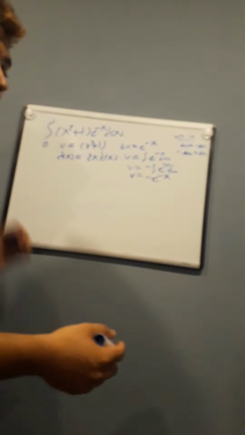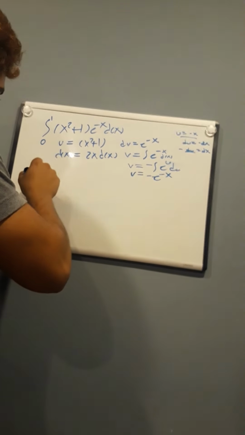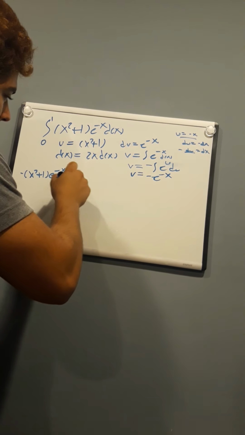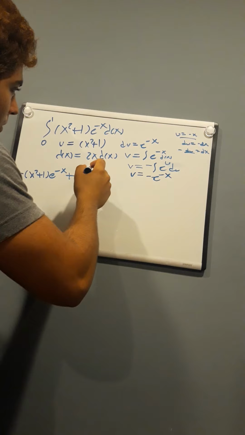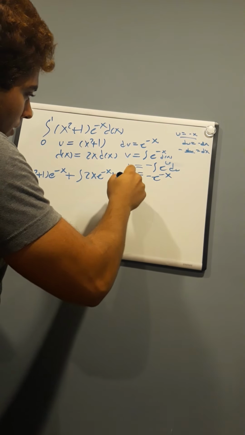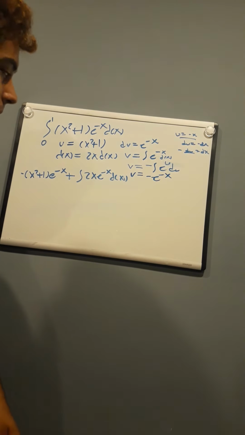And apply that same idea of integration by parts. My bad, not trigonometrics, by parts. X squared plus 1 times negative e to the negative x, plus, and then we have 2x e to the negative x dx. Now, the thing we need to do is apply another integration by parts.